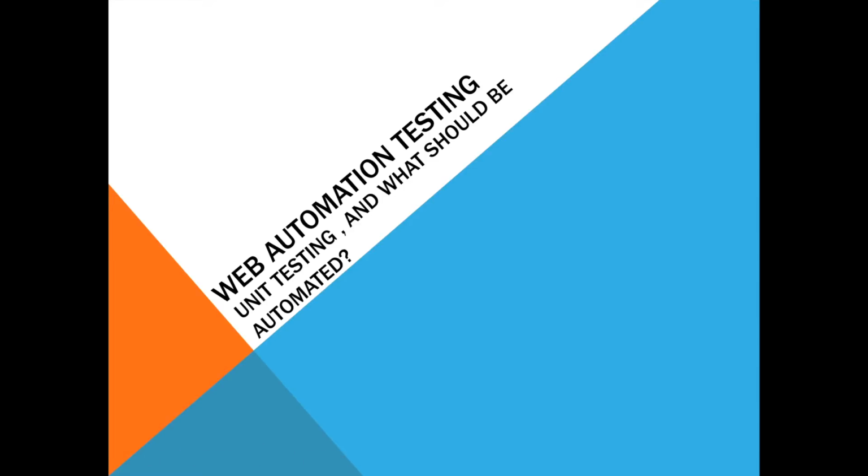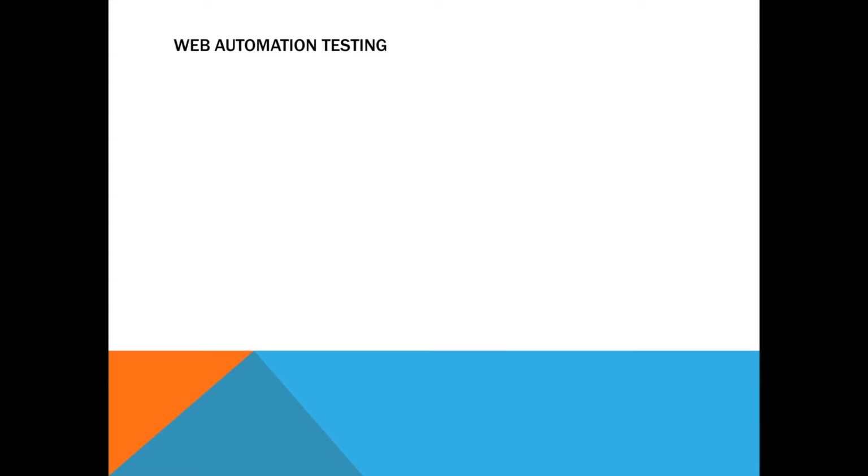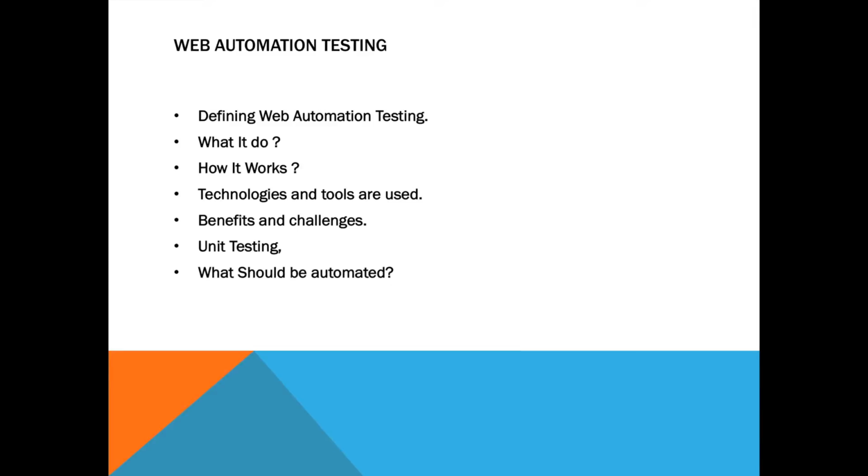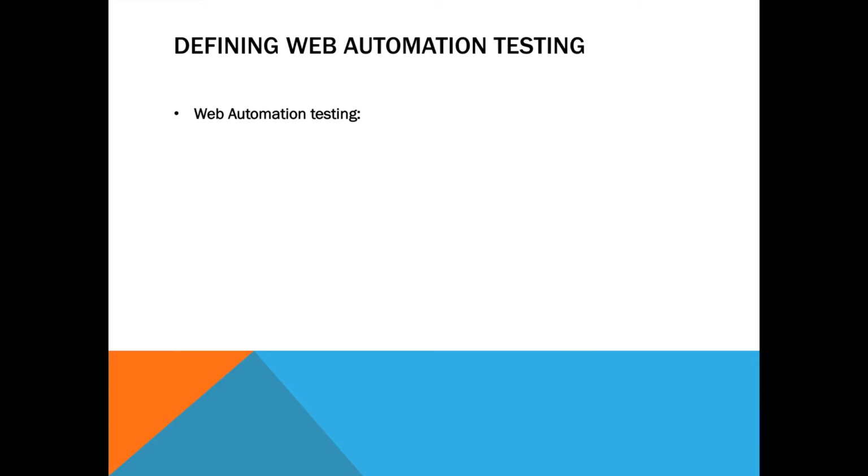I'm gonna give you small tutorials about web automation testing. In this tutorial, we're gonna know the definition of web automation testing, what it does, how it works, the technologies and tools that are used, benefits and challenges, unit testing, and what should be automated. So, let's start by defining what's the meaning of web automation testing.